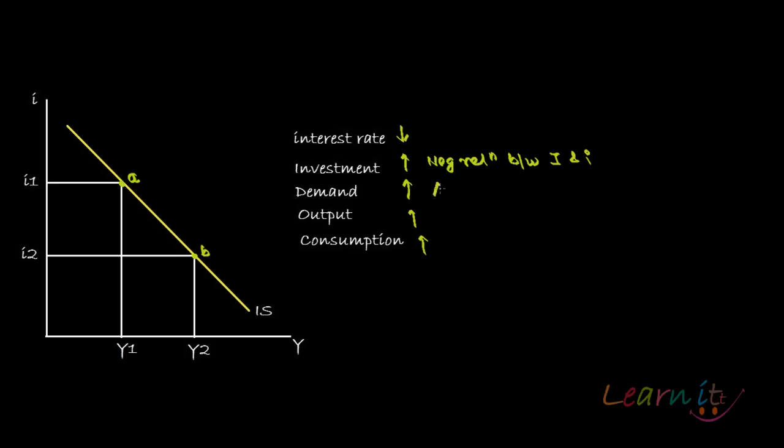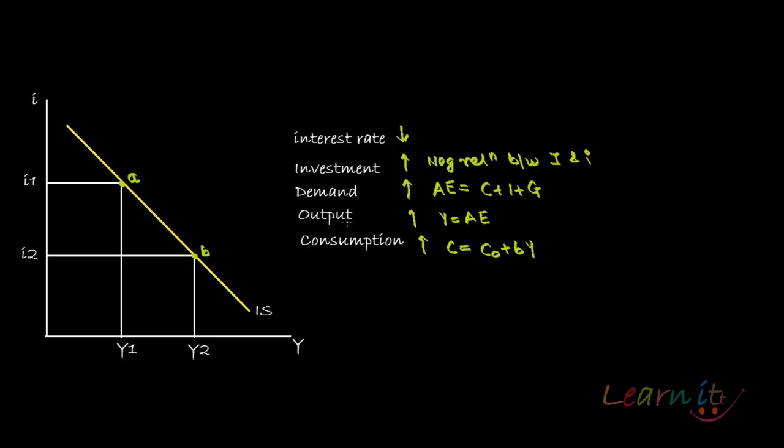Then aggregate expenditure is given by C plus I plus G. But you know this, that investment is higher, and because of that aggregate expenditure is higher. You also know this, that Y is equal to AE. Because AE is higher, your output is higher or income is higher. Well, you know this, that C is equal to C naught plus bY. This is your consumption function. When Y is higher, consumption is higher.